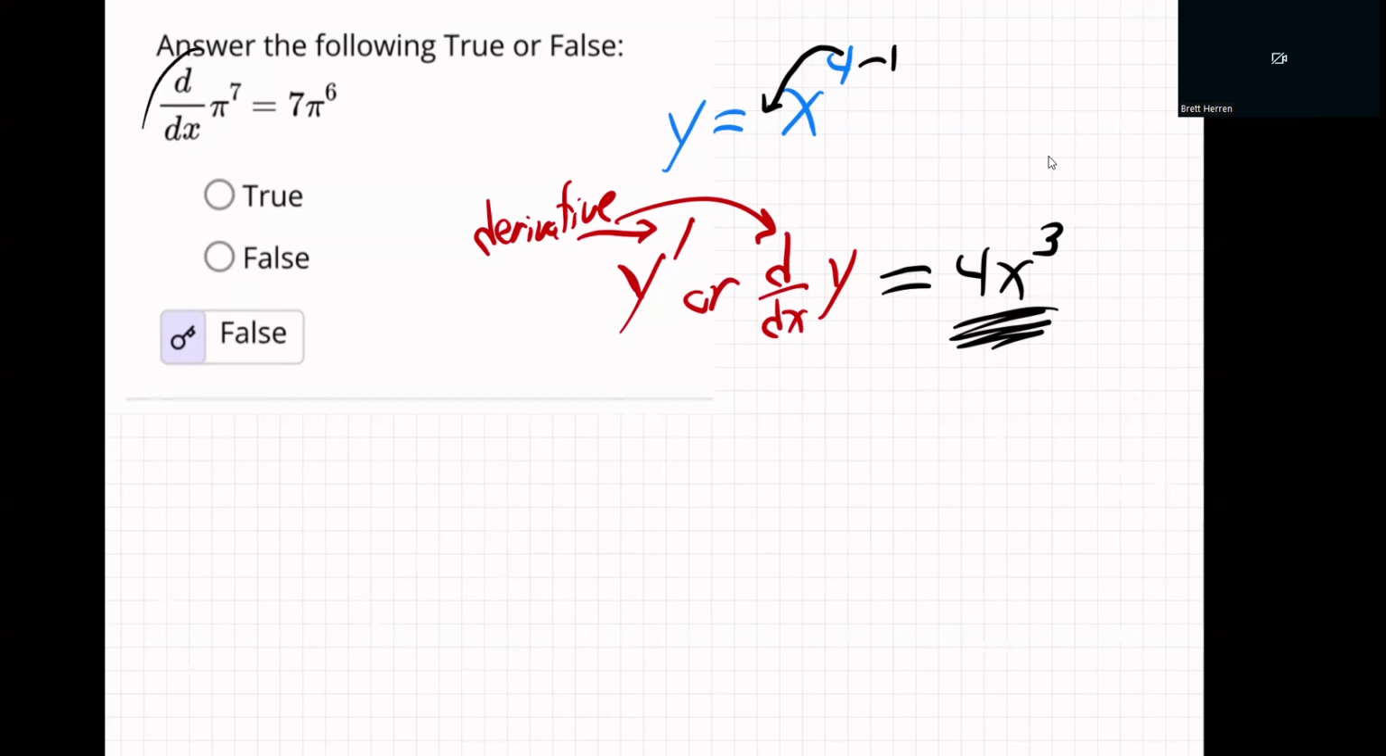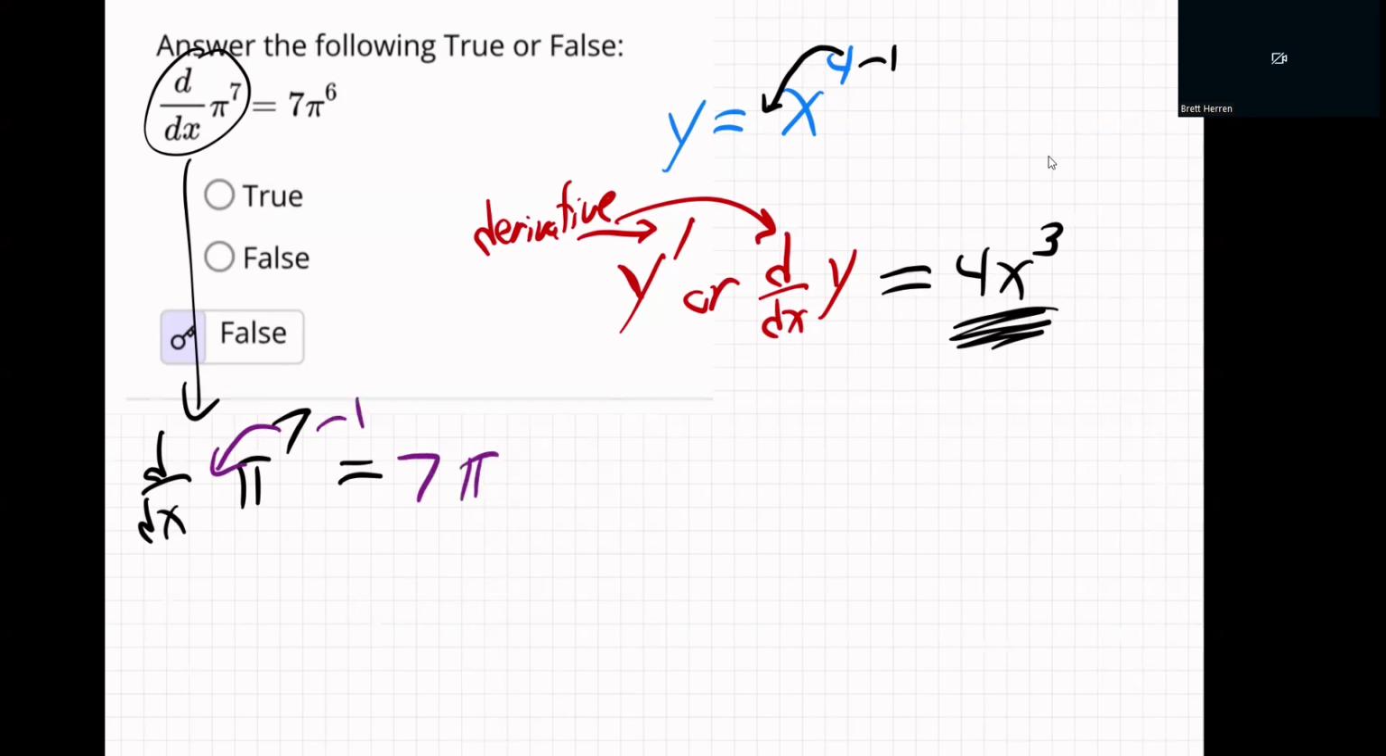But notice what we have right here. We have the d dx, the derivative, of pi to the seventh. Now you might think, well, same thing. You just said it, Mr. Bring down the 7, subtract 1, it's 6. That's right. But look, it says false.